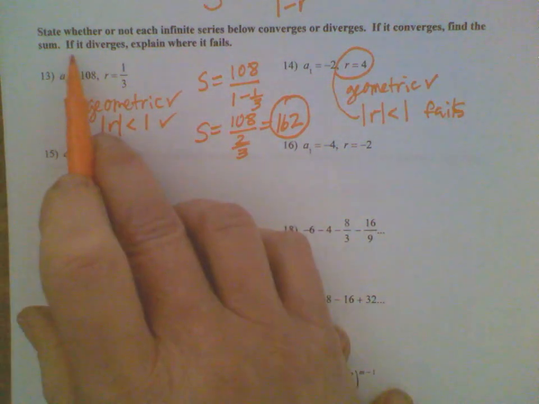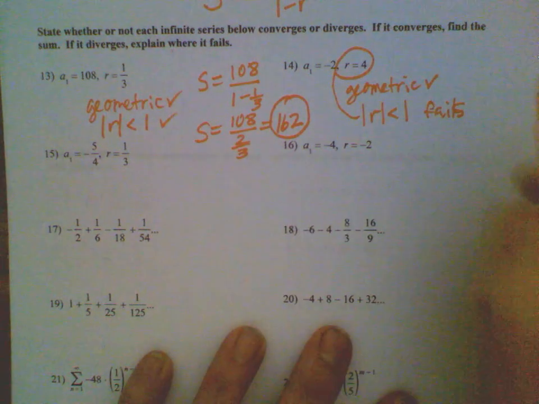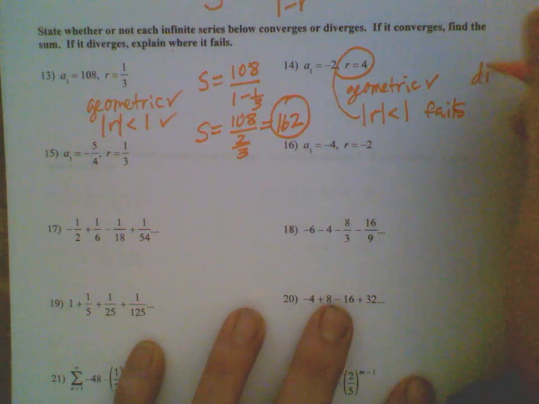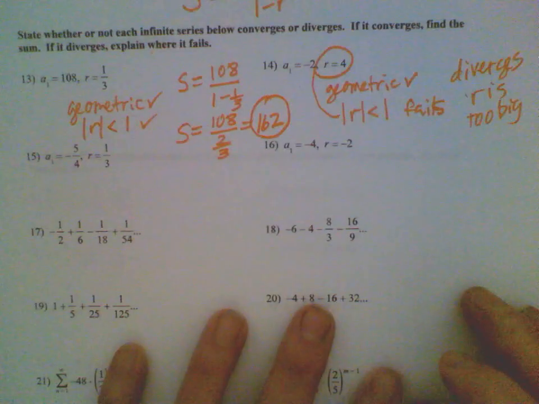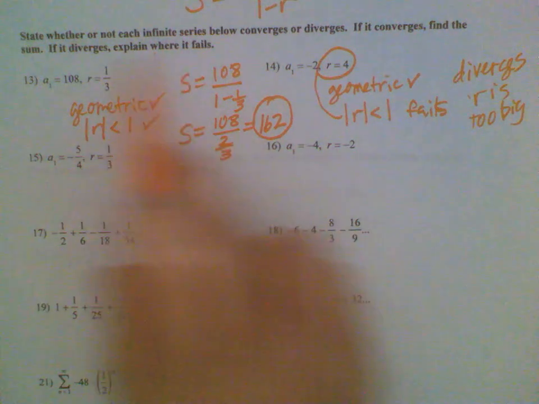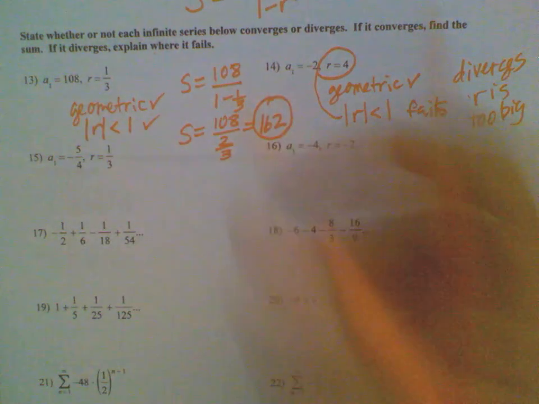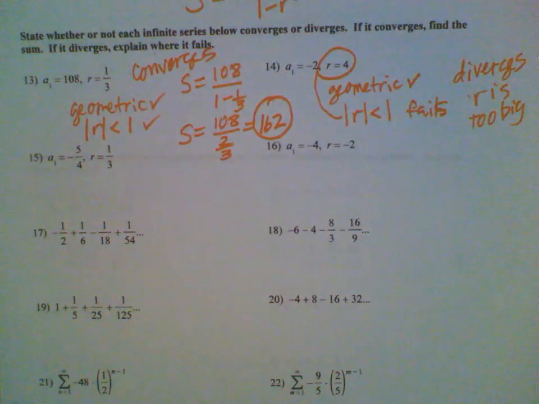So if it converges, find the sum, and if it diverges, where does it fail? So this diverges. R is too big. It's kind of an easy way that we could just state the failure on that one. So it diverges because R is too big. So let's go back to number 13. We should have stated, because it says state whether the infinite series converges or diverges, this one converges because the criteria was met, because it does have a sum.